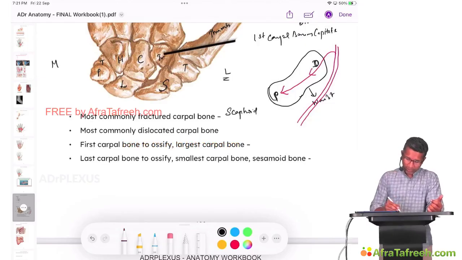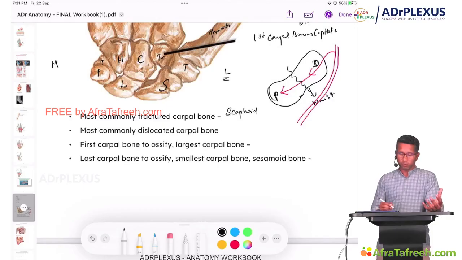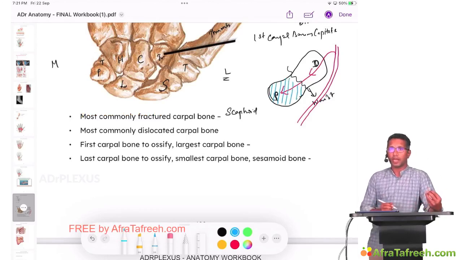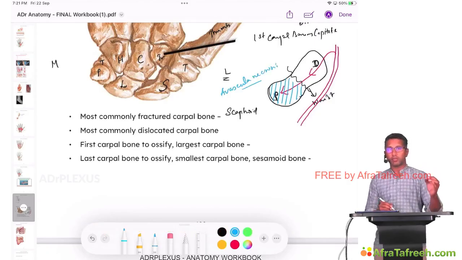Suppose there is a fracture in this area, in the waist region. Now what happens to the proximal pole? The proximal pole will get devoid of blood supply. It goes in for necrosis. This necrosis happens because of the lack of blood supply. So this is called avascular necrosis.